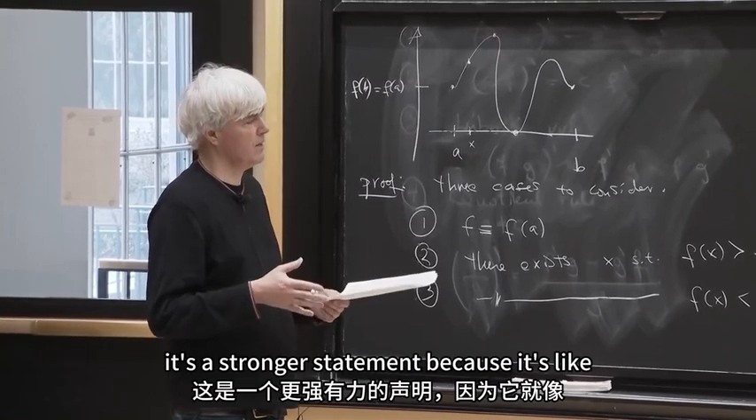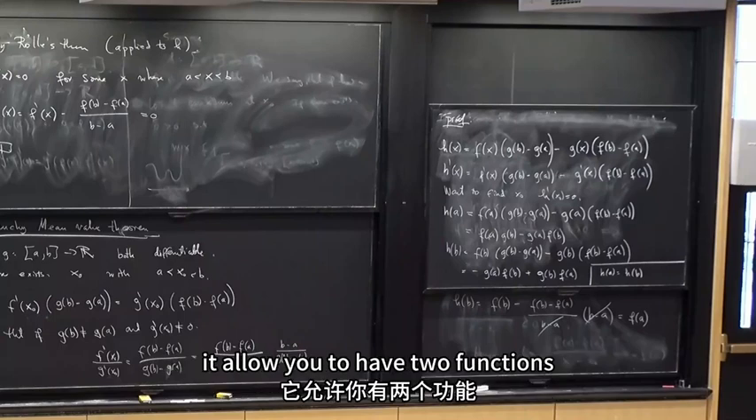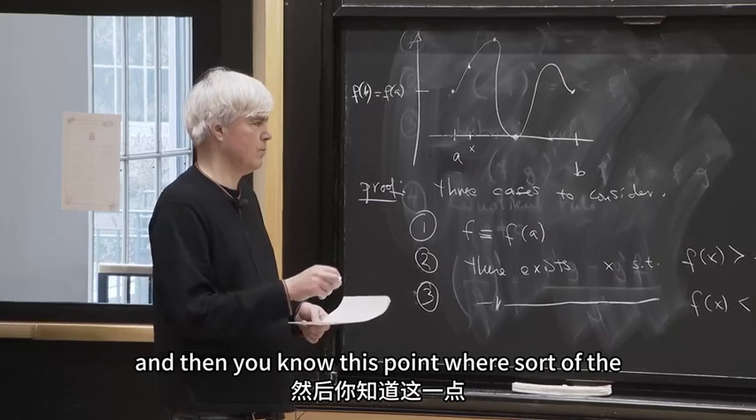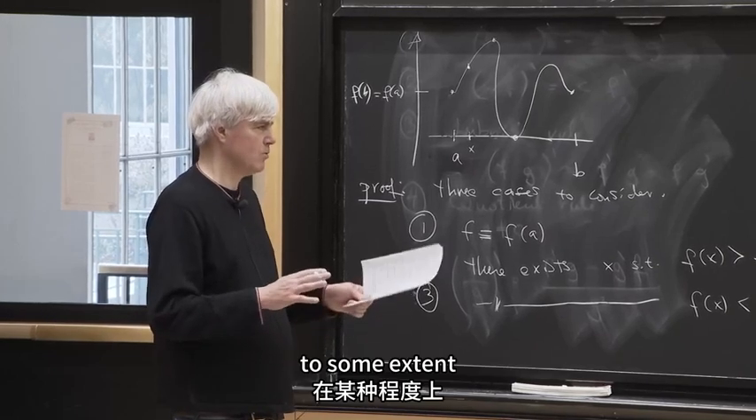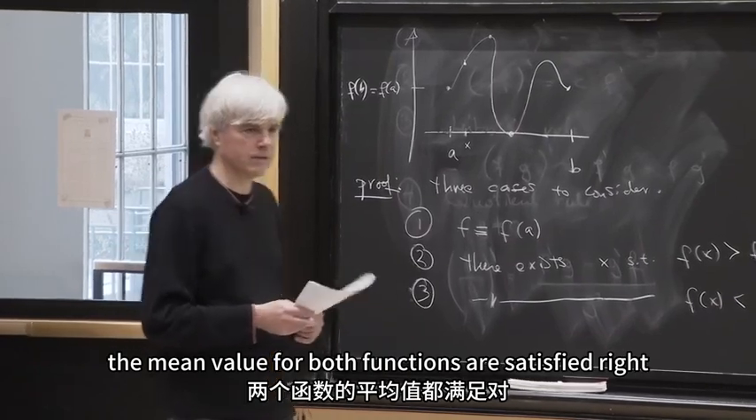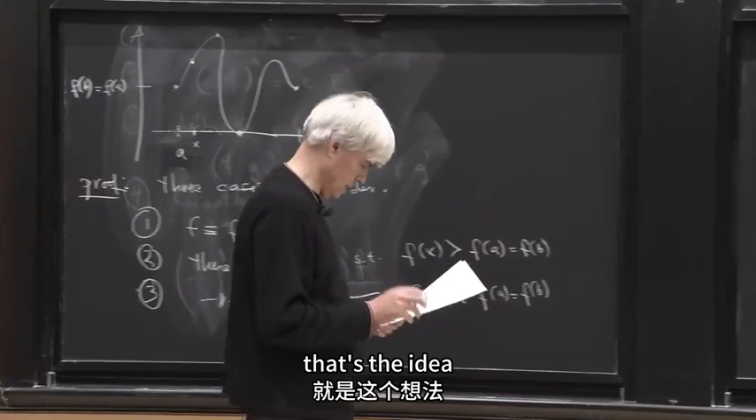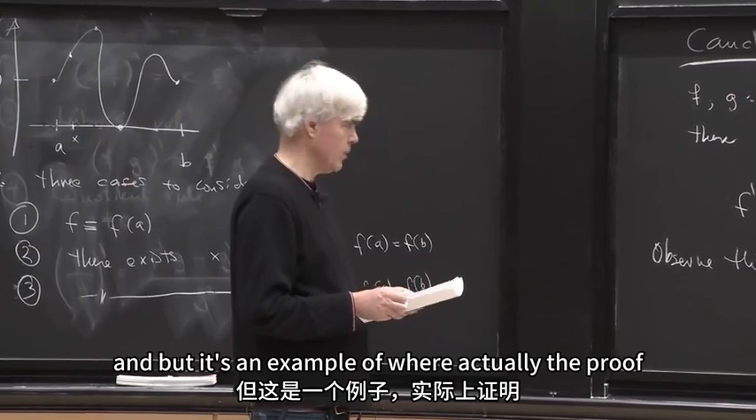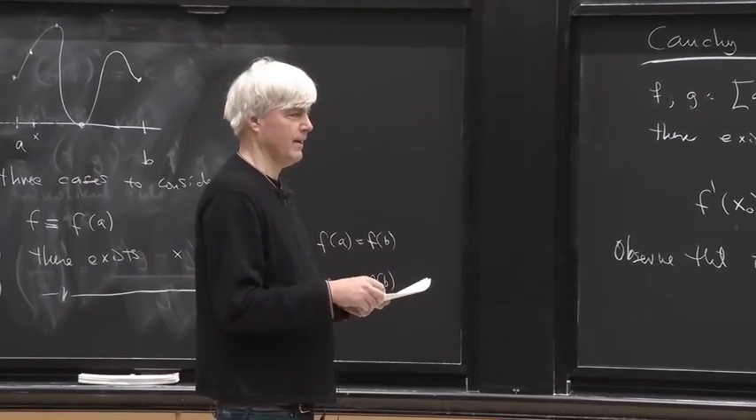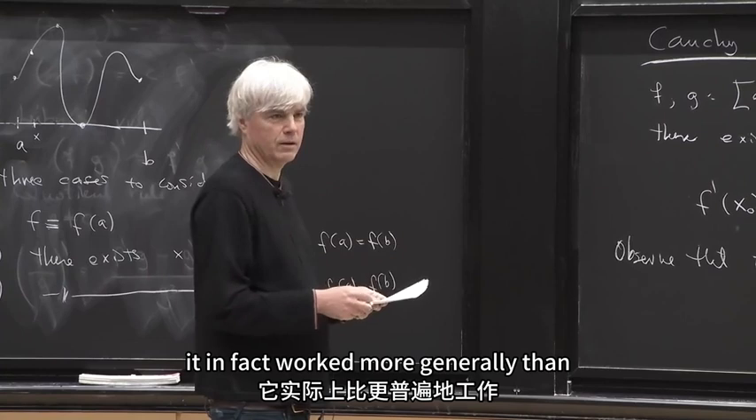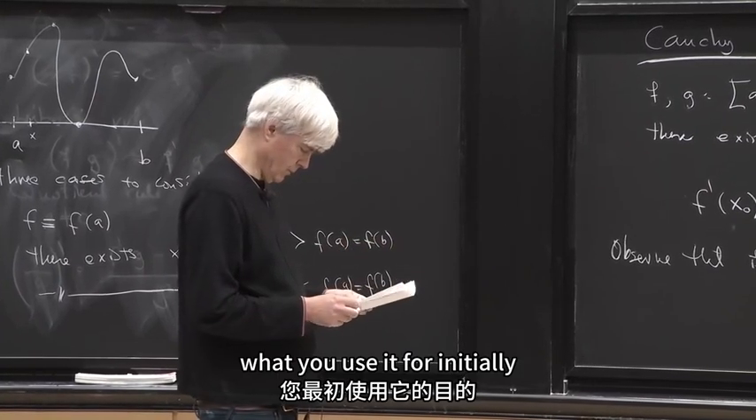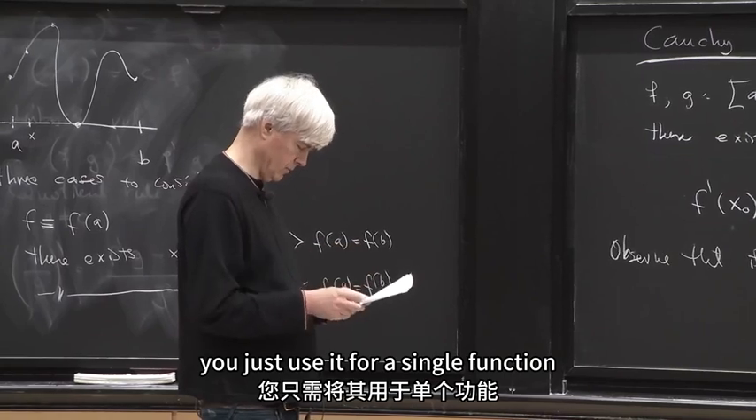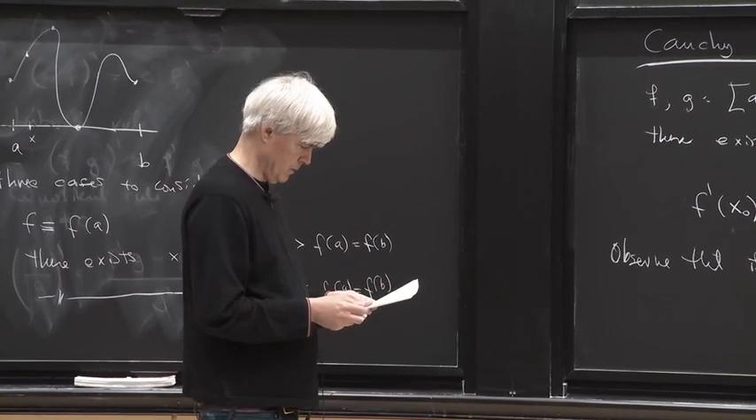And so again, the Cauchy mean value theorem is sort of a stronger statement, because it allows you to have two functions, and then you know this point where, to some extent, the mean value for both functions are satisfied, right? That's the idea. But it's an example of where the proof in fact worked more generally than what you used it for initially. And initially you just use it for a single function, right, to prove the mean value theorem. Okay.